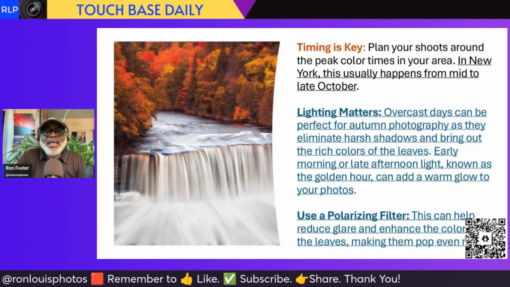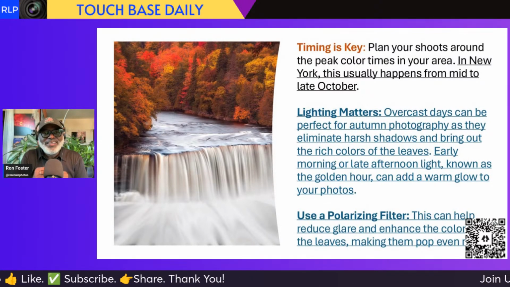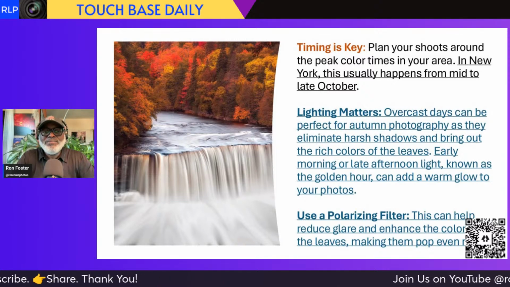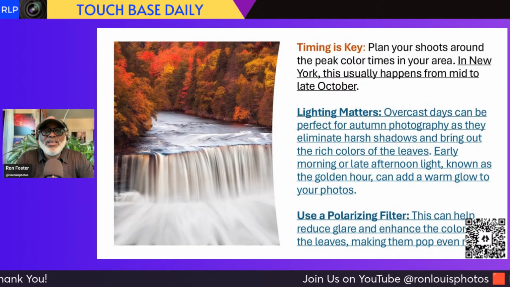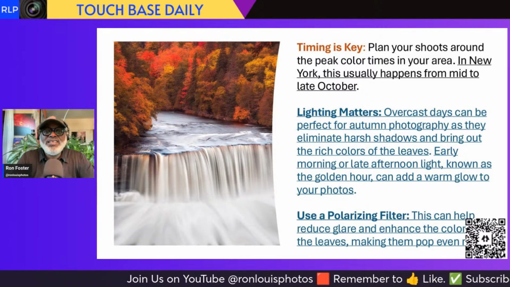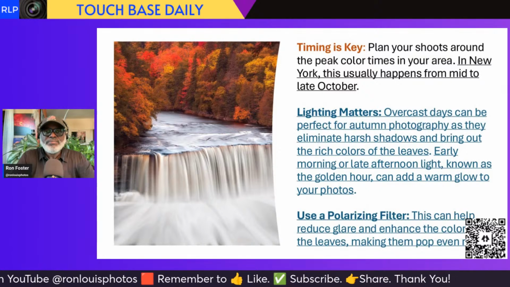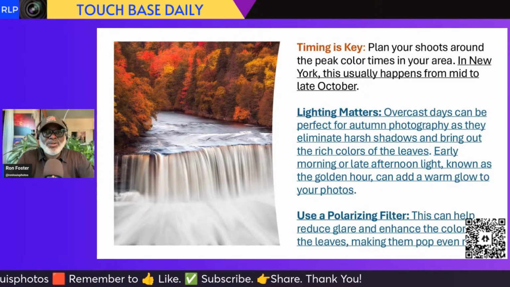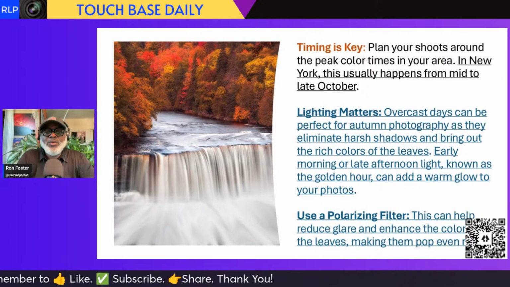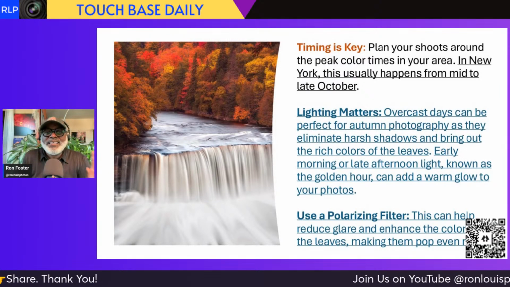But here we go. Lighting matters. Overcast days can be perfect for autumn photography, as they eliminate harsh shadows and bring out the rich colors of the leaves. Early morning or late afternoon light, known as the golden hour, can add a warm glow to your photos. Can I say this again?